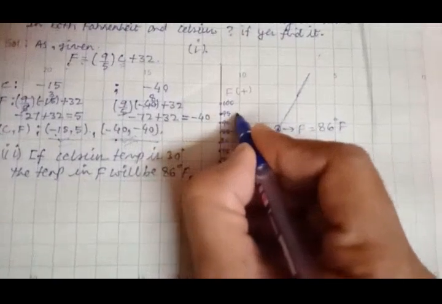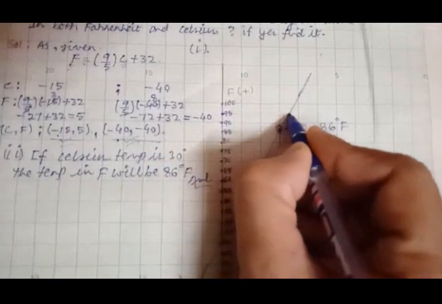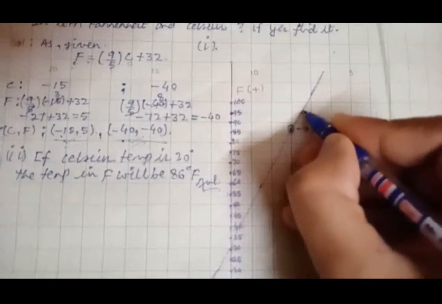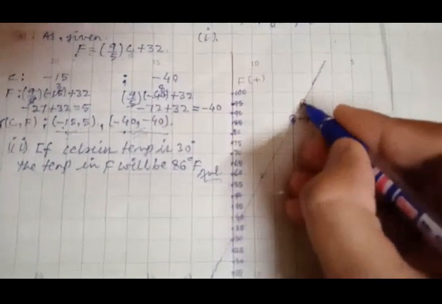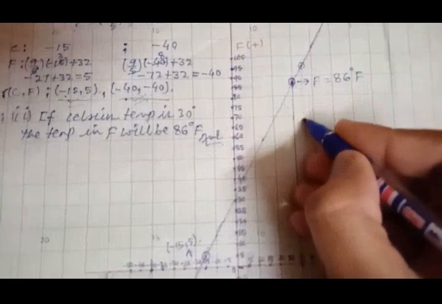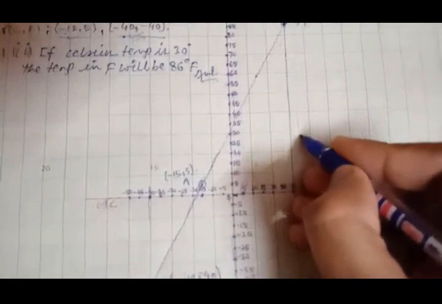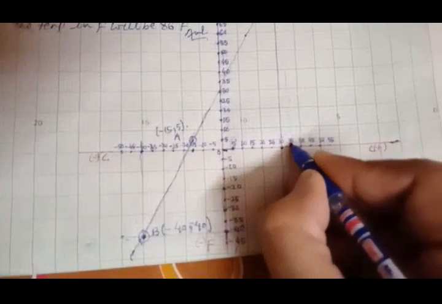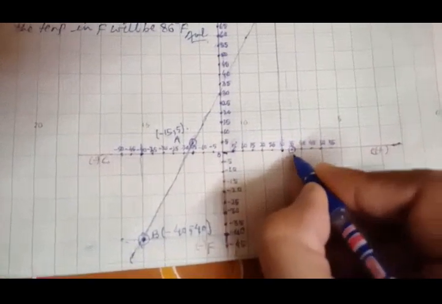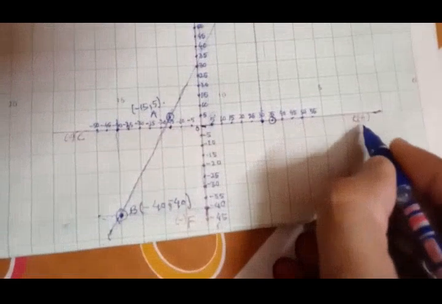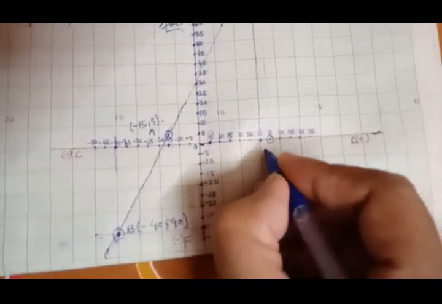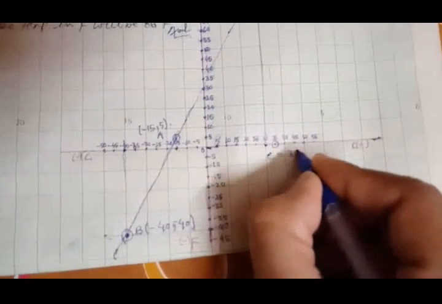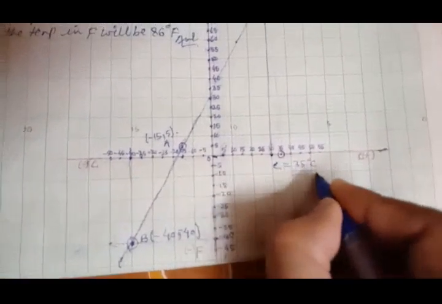And let's check the point where this perpendicular meets the graph. So that's the point where the perpendicular meets the graph. And from this point we draw a perpendicular on the Celsius axis. You could observe that this perpendicular meets exactly at 35, and that's the required Celsius reading. So this time the Celsius reading we found is 35 degrees Celsius.